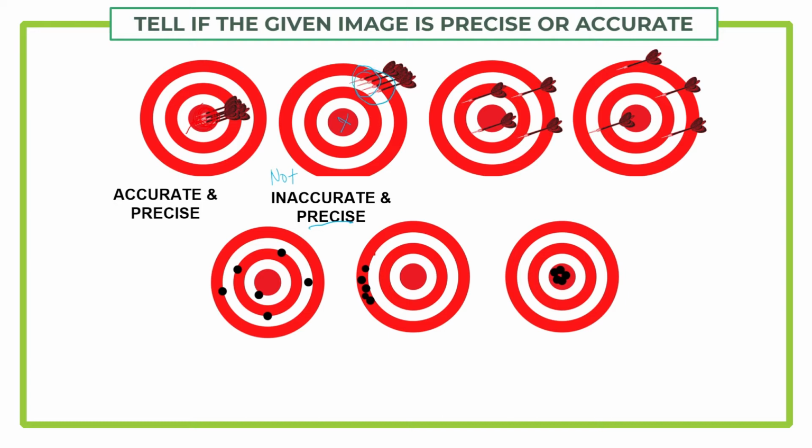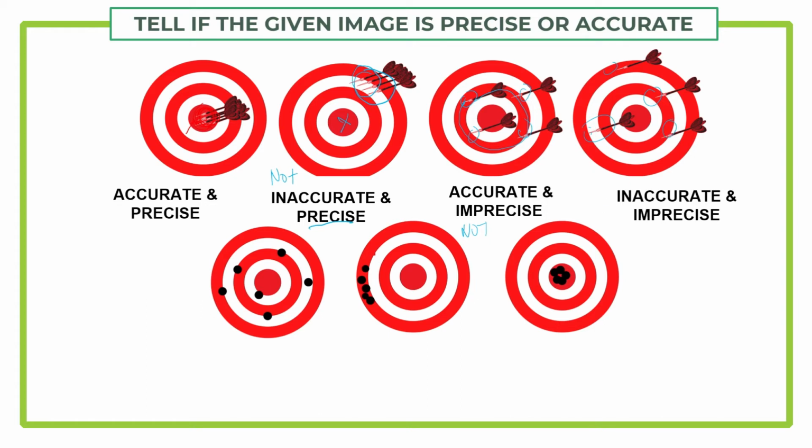Next illustration is accurate and imprecise. Imprecise means not precise. Why not precise? Because all of the darts are far from each other. And this is accurate because all of them are in the middle. Next one, we have inaccurate and imprecise, because the data are far from each other and they hit all over the place.